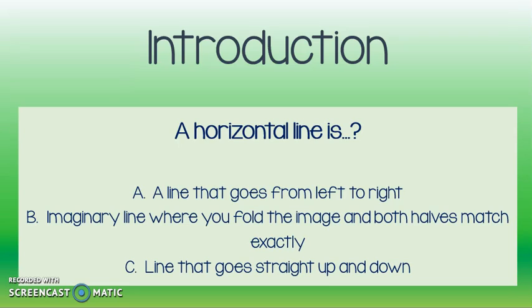So now you're going to look at question number 3, and it asks you, what is a horizontal line? This is something that's important to know for symmetry. Is it A, a line that goes from left to right, B, imaginary line where you fold the image and both halves match exactly, or C, a line that goes straight up and down? This is a question on your async assignment, and go ahead and pause this and answer that. And we'll see if you get it right.